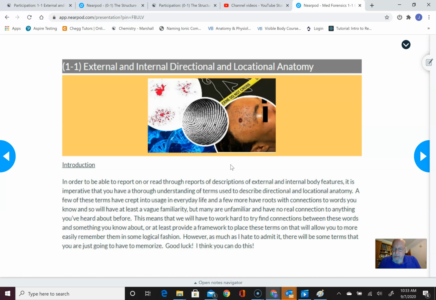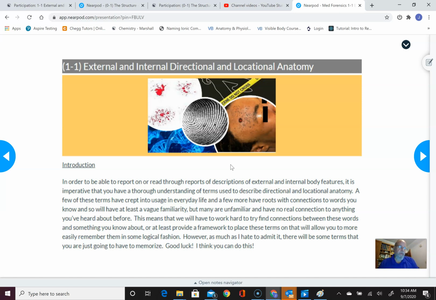The reason that you need to learn a lot of external and internal directional and locational terms is so that, especially in medical forensics, we can understand what a pathologist is talking about when they're talking about certain areas of the body, that certain wounds are on certain areas of the body. And so you have to have a pretty thorough understanding of this kind of anatomy.